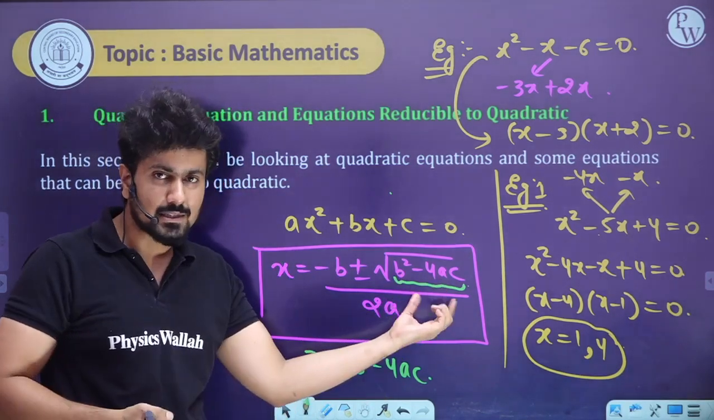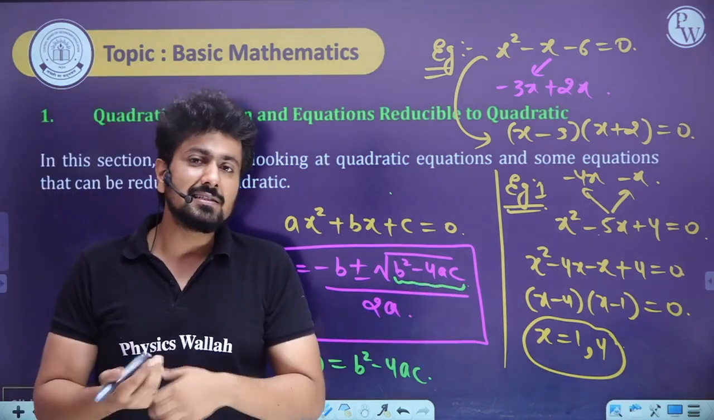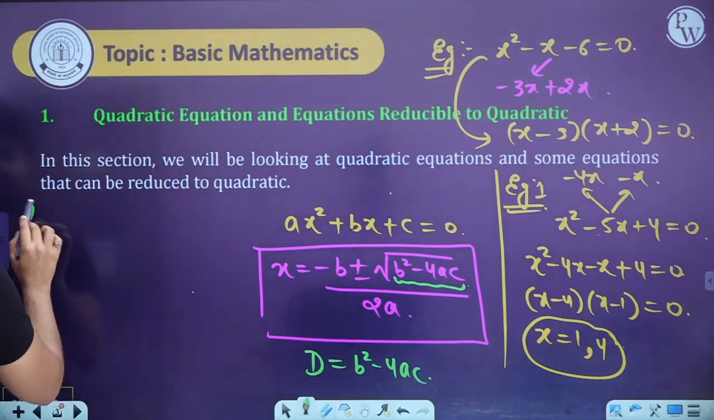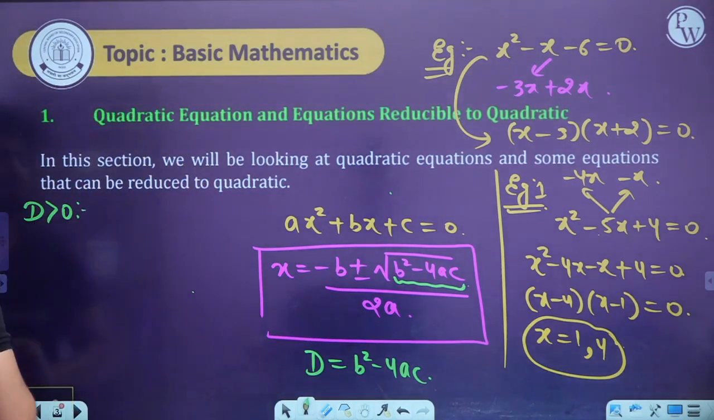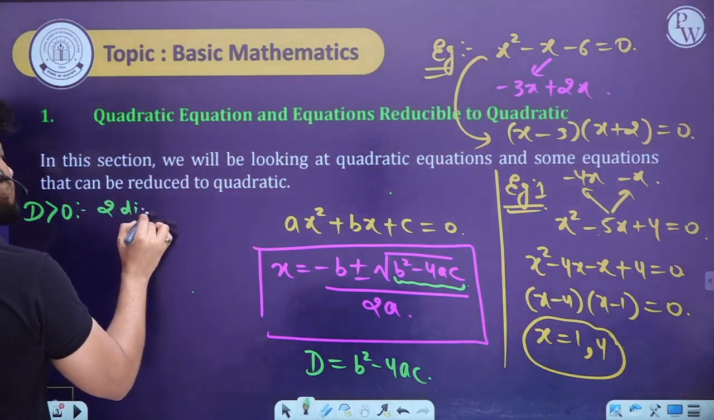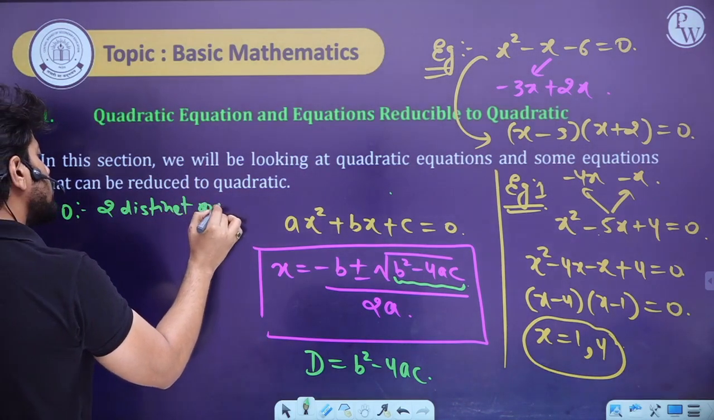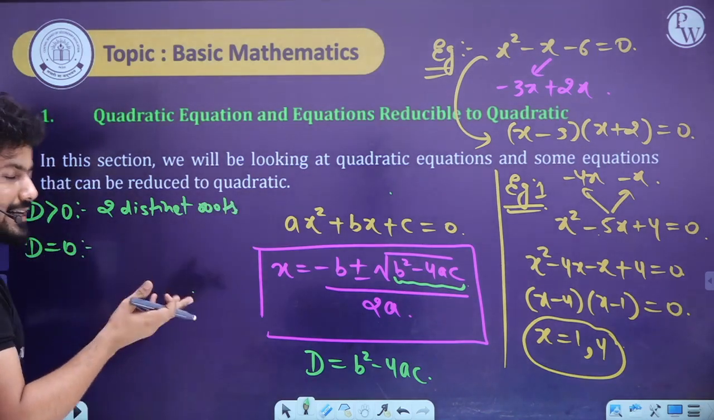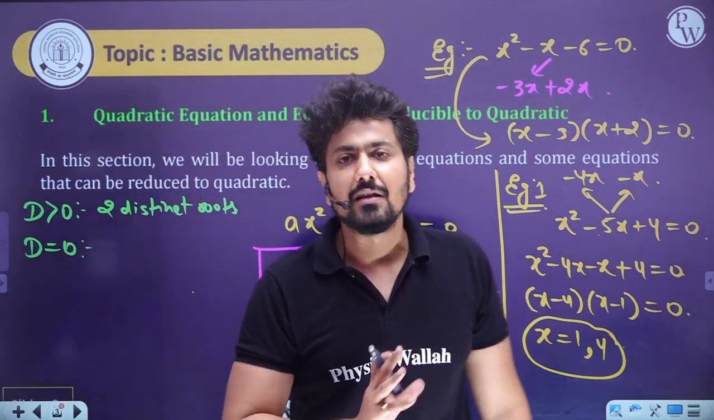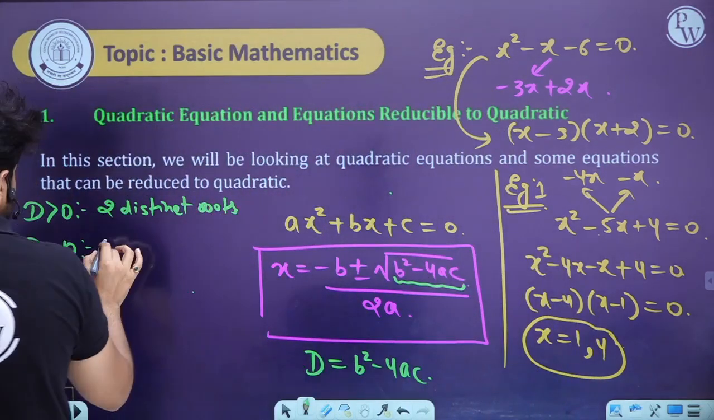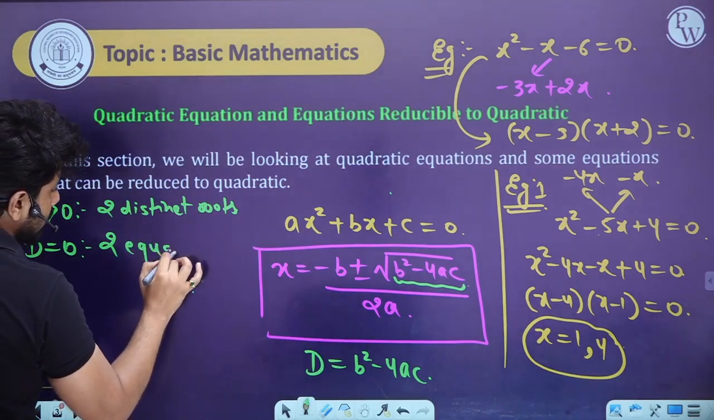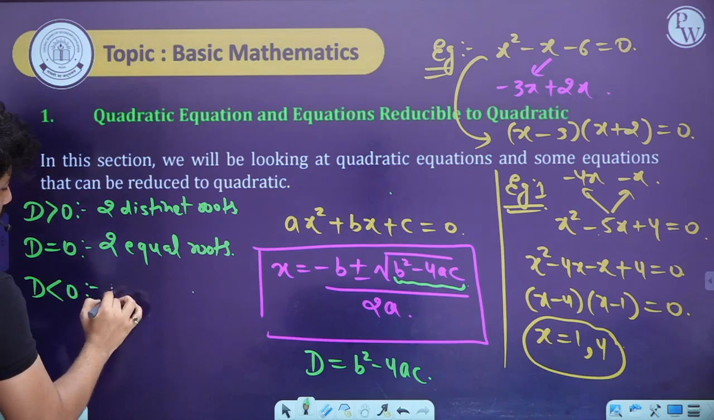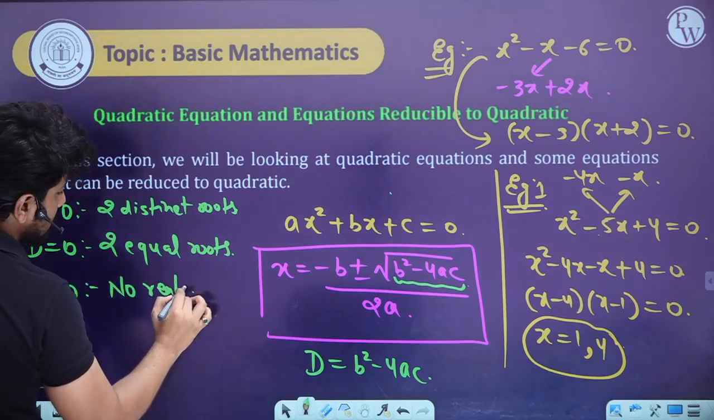Suppose the discriminant is positive, then there are two distinct roots. Everybody knows that. If the discriminant is greater than 0, two distinct roots. If the discriminant is equal to 0, there are identical roots. Both roots will be identical, so two identical roots, or we can say two equal roots. But if the discriminant is less than 0, there are no real roots.